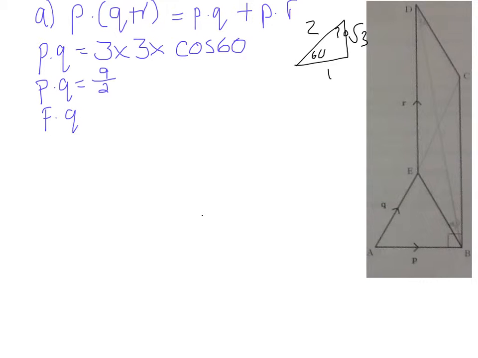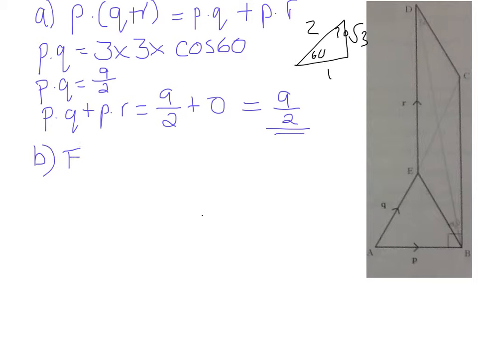But we want P dot Q plus P dot R. P dot R, again, we'll look at our diagram. This is P, and this is R. This is a parallelogram, so if AD represents R, so does BC. So P dot R, there's a right angle there. If they're at right angles, their dot product is 0. So this whole expression is equal to 9 over 2.